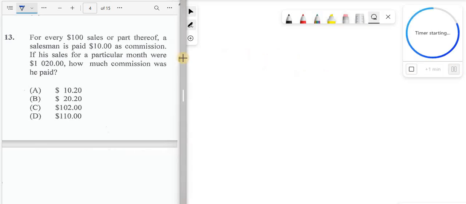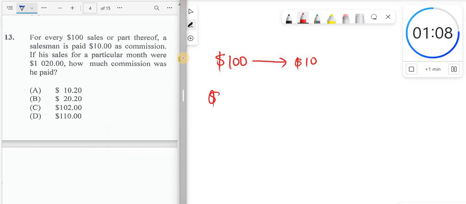Alright, so question 13. For every $100 sales or part thereof, a salesman is paid $10 as commission. So for every $100 this guy makes in sales, they're paying him $10. If his sales for a particular month were $1,020, how much commission will he be paid?